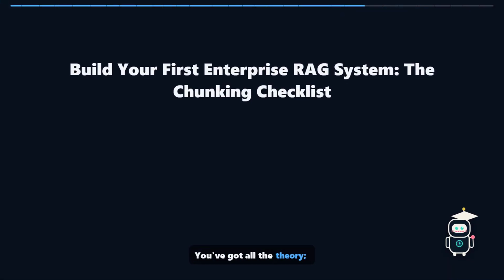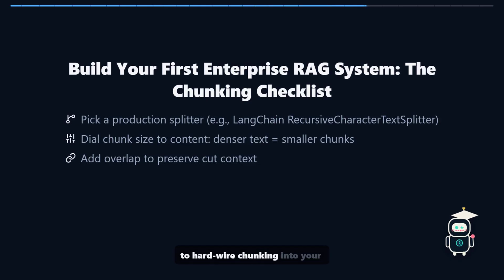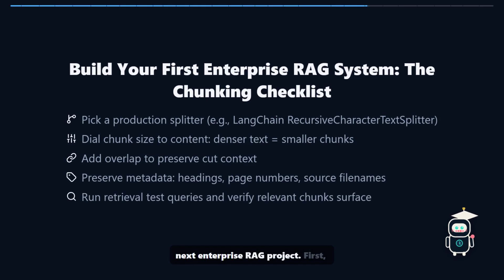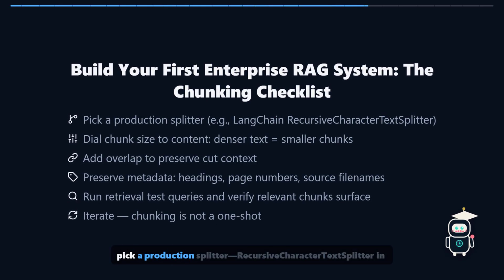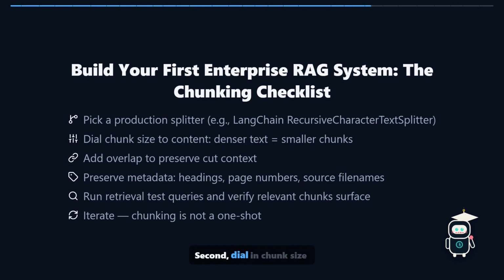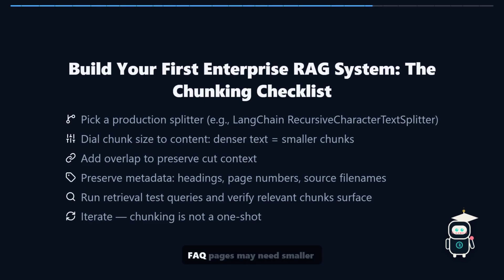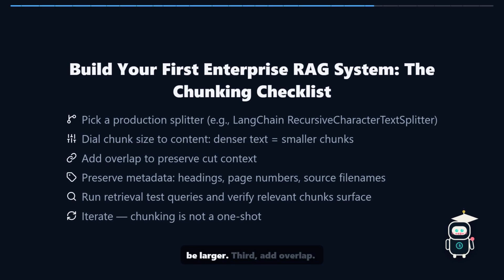You've got all the theory. Here's your concrete 6-step checklist to hardwire chunking into your next enterprise RAG project. First, pick a production splitter. Recursive character text splitter in LangChain is the safe default. Second, dial in chunk size based on your content. Denser FAQ pages may need smaller chunks, while technical reports can be larger.